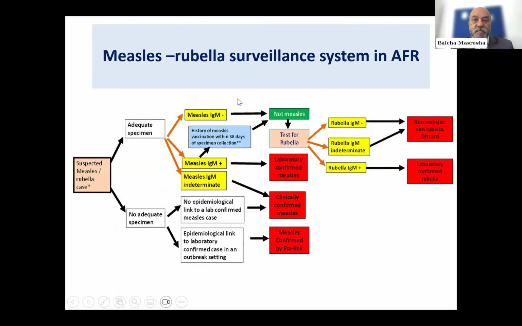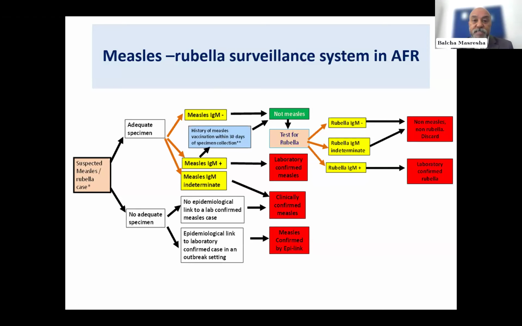And we also have a surveillance system that was established and has been in place since 2004 in many countries. And I think in a few countries like South Africa, Botswana, Zimbabwe, and so on, surveillance has been set up since the early 2000s, actually. What we used to do in many countries was use the suspected measles case definition, take a blood specimen and do serologic testing for IgM for measles. And if we get a negative test for measles, we screen that specimen for rubella as well.